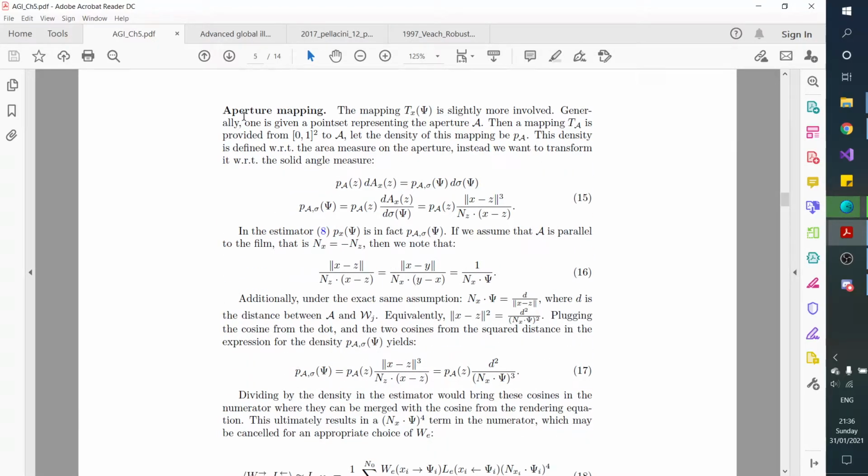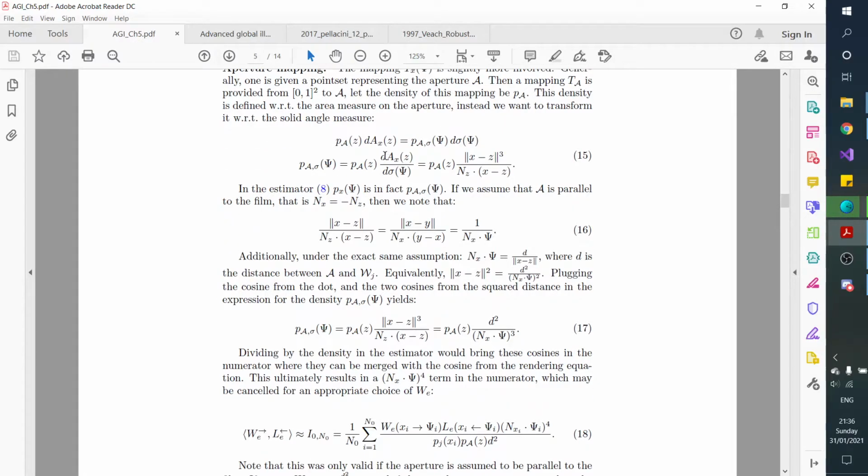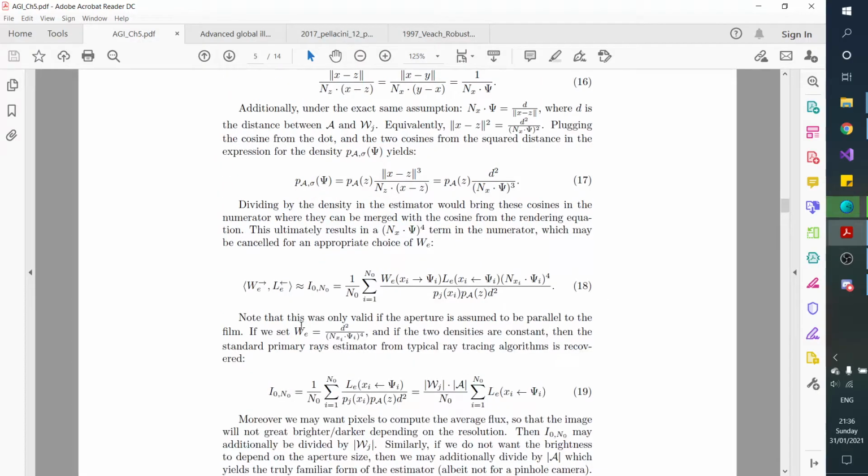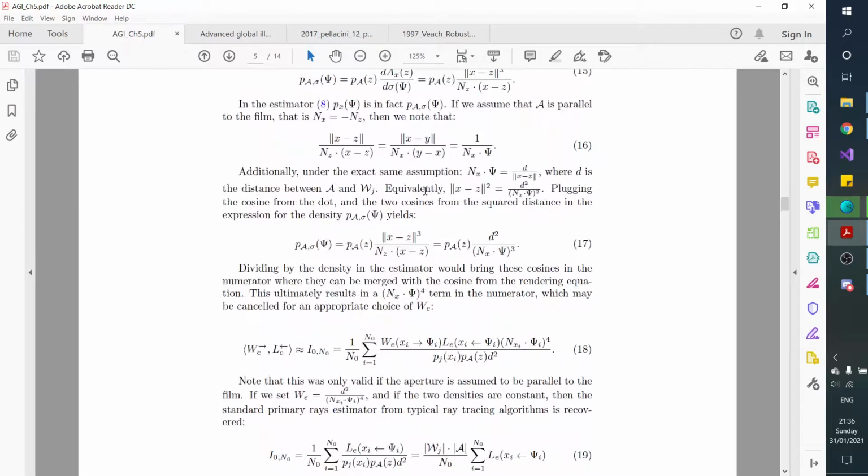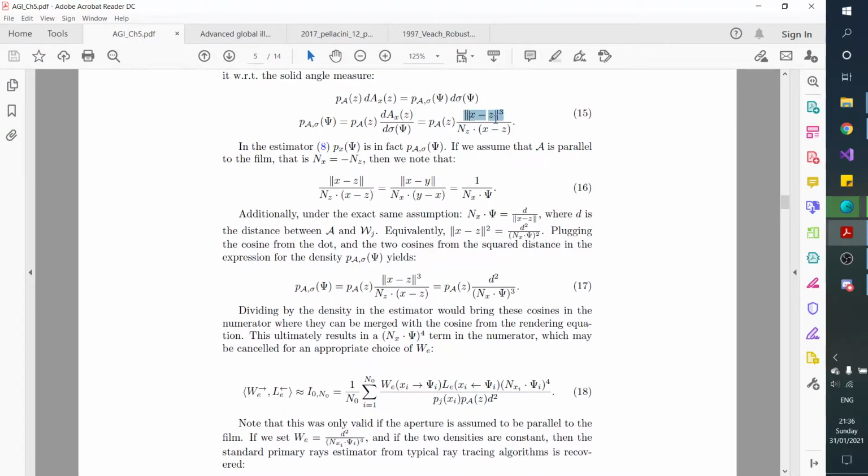The aperture mapping is quite a bit more involved. So if you have an aperture, not just a pinhole, then you need to pick a point on it, and then you need to transform it to a solid angle formulation by having a factor like this here. Then if you assume, so you don't have to go into such details, I'm just recounting what this section talks about. So you get a term like that.